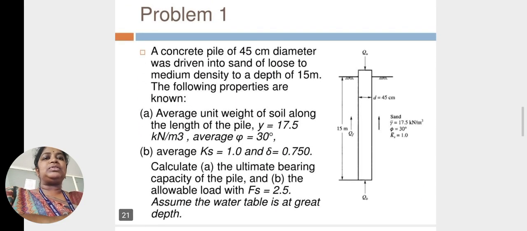And the problems can be like this. A concrete pile diameter is given, and that is driven in sand of loose to medium density at a depth of 15 meters. Following properties like average unit weight, length, and average phi value, Ks, everything is given. And now they are asked to calculate ultimate bearing capacity and also allowable load. Water table can be assumed to a greater depth. So a problem like this may occur.